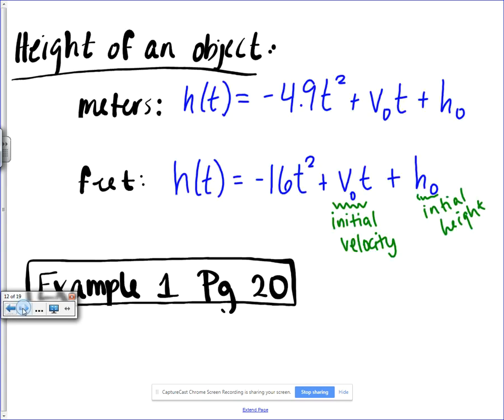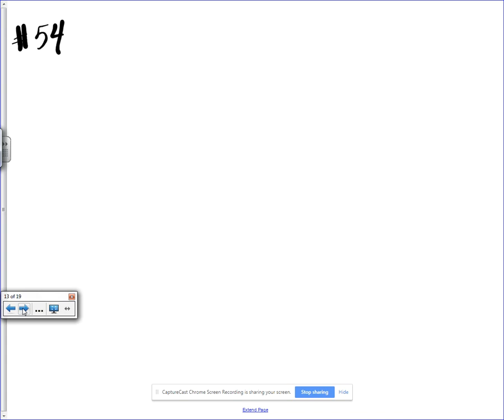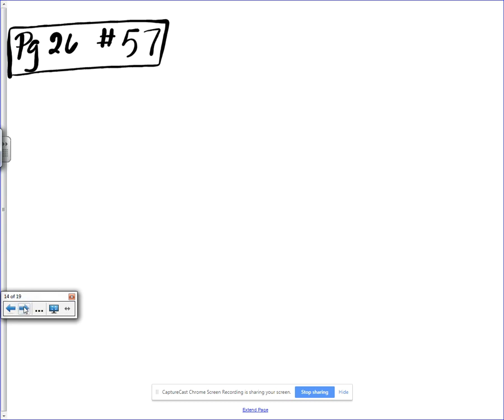Forget how far I want to go back. Let's look at number 54. Did we do 54 in your homework? No, we did 52 and 56, right? 54 we did yesterday in class. Did we get to this 57? No, we did not? No?